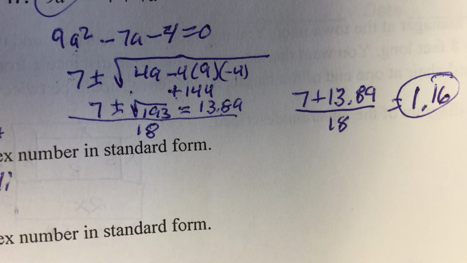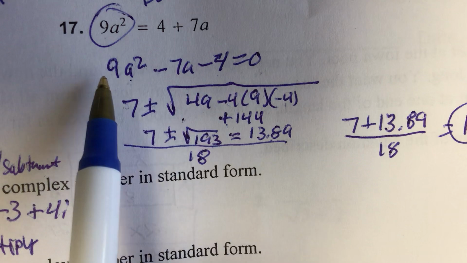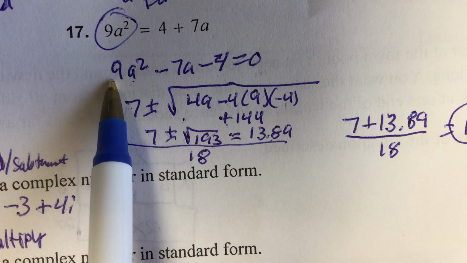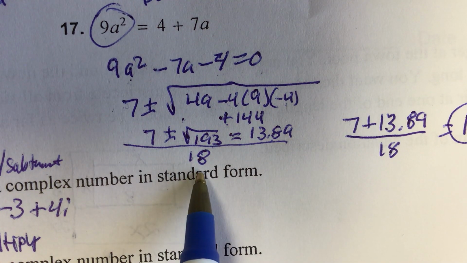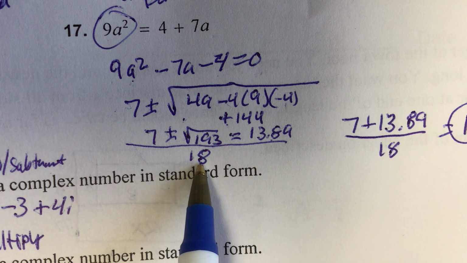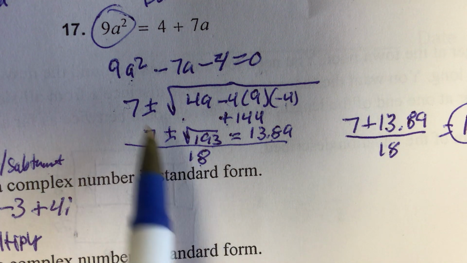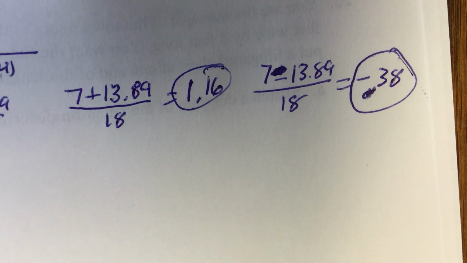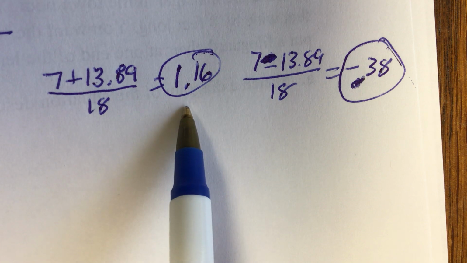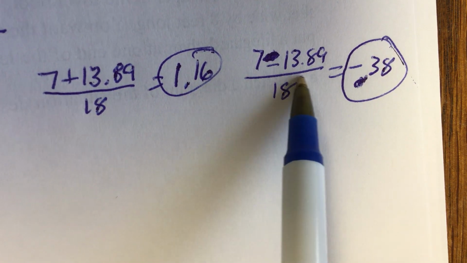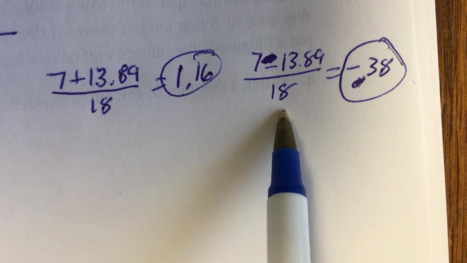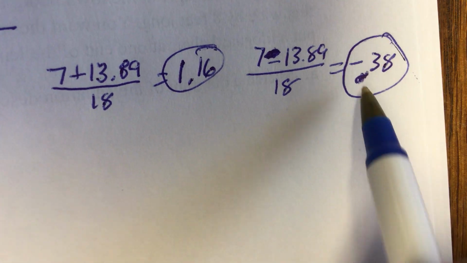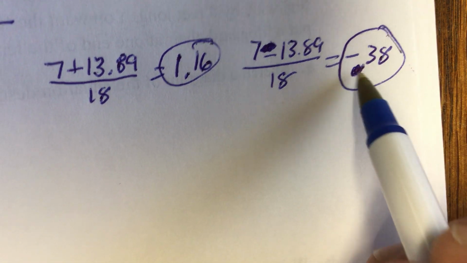How come I'm dividing by 18? Well, 18 is 2a. Very often, I have kids always put a 2 down here, and they forget that it's not divided by 2, but divided by 2a. So you got to take that 9 times 2, which gives me the 18. That gives me 1.16. And if I do 7 minus 13.89 divided by 18, that'll give me negative 0.38. That decimal's kind of weird there, but it's 0.38.